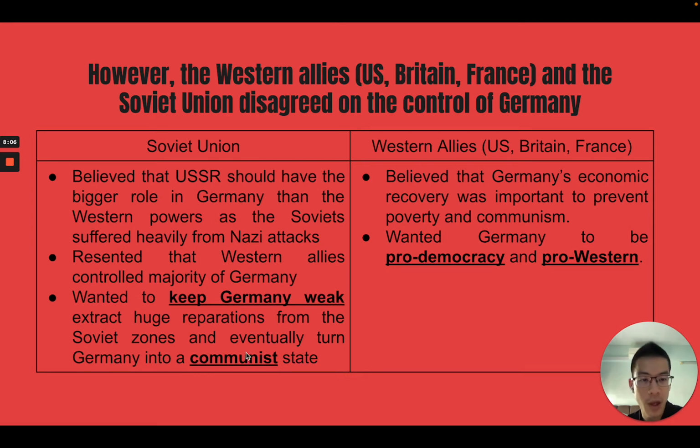Now, what makes them so confident that they can do this? They believe that the Soviet Union deserved a bigger role in Germany because the Soviets suffered the greatest number of casualties from the German attack, unlike the Western allies, who only belatedly joined the fight against Germany after the opening of the Second Front. So in Stalin's mind, the Soviets deserved to take more from Germany, and he resented the fact that the Western allies controlled the majority of Germany.